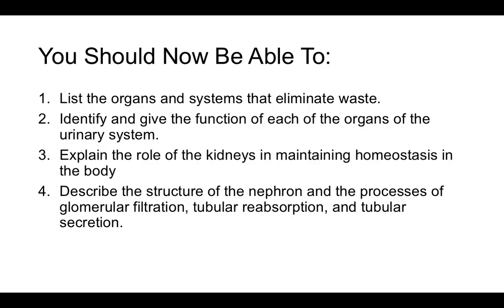And by now, you should be able to list the organs and systems that eliminate waste, identify and give the function of each of the organs in your urinary system, explain the role of the kidneys in maintaining homeostasis, describe the nephron, the process of glomerular filtration, tubular reabsorption, and tubular secretion, and I didn't mention this in number 3, but also tell me how the hormones affect homeostasis and help maintain that.